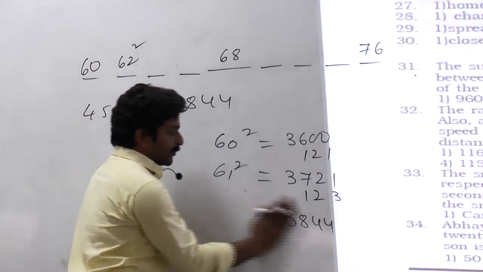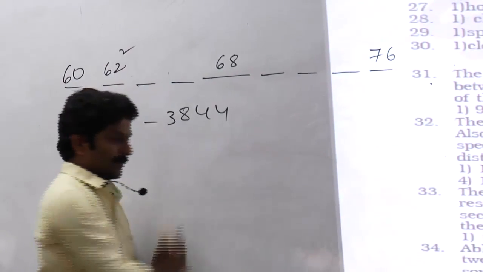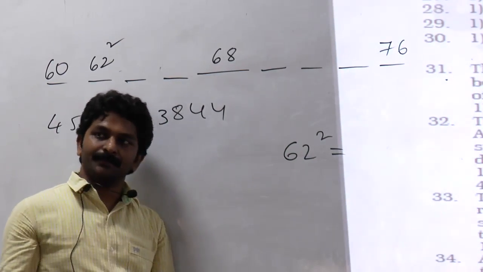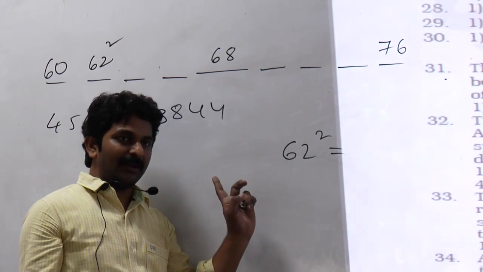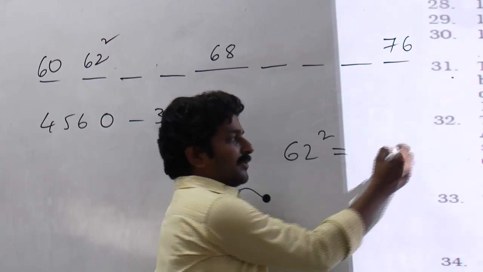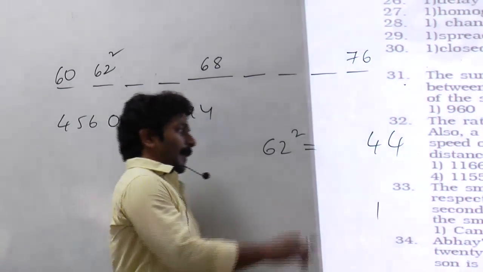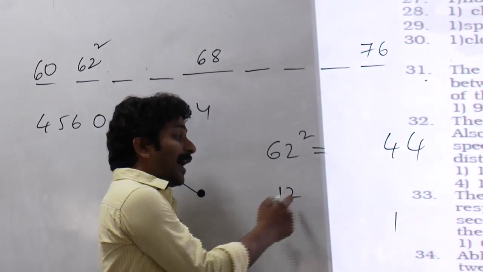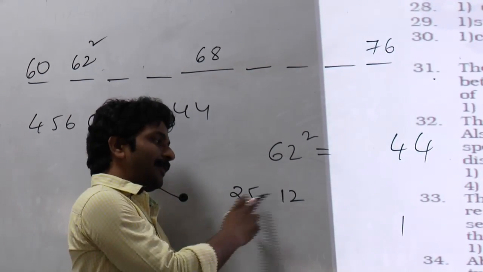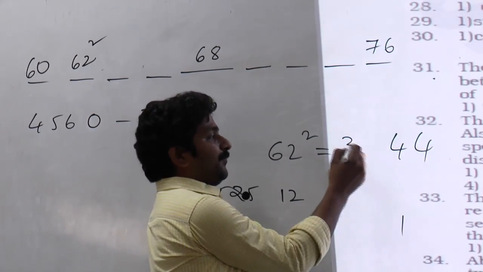Or else you can calculate 62 square using a number which is compared with 50. 62 square. This is 12 more than 50. Every time you have to compare number with 50 only. Difference is 12. 12 square is 144. Write 144. 44 here and 1 carry. And you need to add 12 and carry to a fixed number 25. 25 plus 12, 37 plus 1, 38.